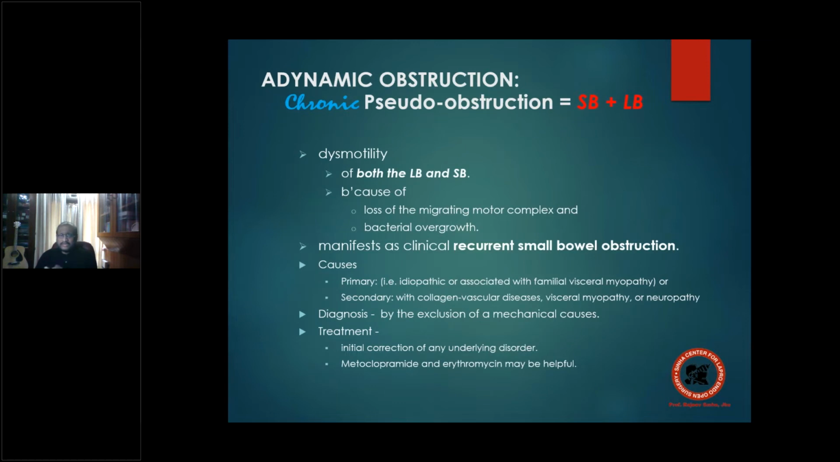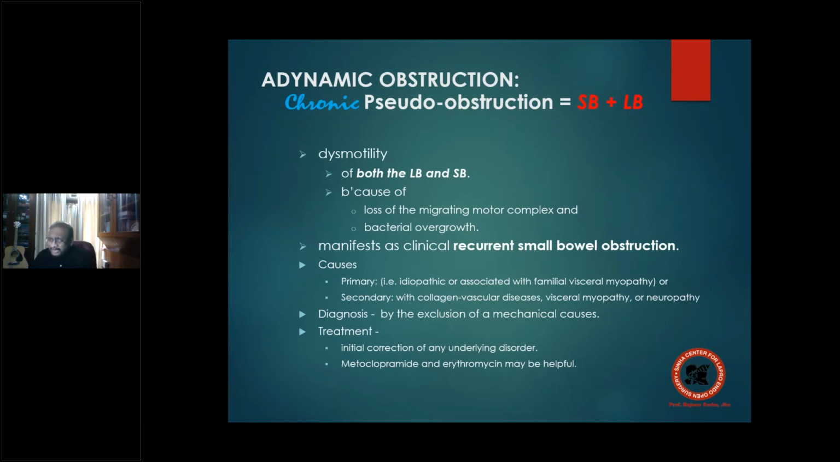Coming to the last one, and that is the chronic pseudo-obstruction, which involves both the small and the large bowel. Remember, acute pseudo-obstruction, only the large bowel. Paralytic ileus, only the small bowel. Chronic pseudo-obstruction, small and large bowel. Again, dysmotility here, both small and large bowel, because of the neurogenic impulses, the motor impulses from the Auerbach and the Meissner plexus, manifests as recurrent small bowel obstruction. That is very, very important. Acute pseudo-obstruction, primarily colonic obstruction. A chronic pseudo-obstruction, primarily a small bowel manifestation with minimal large bowel manifestation.